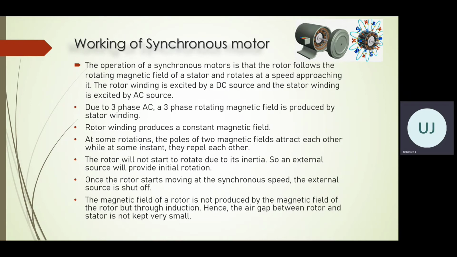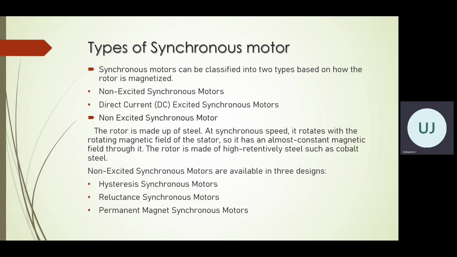Let's see the types of synchronous motor. The synchronous motor can be classified into two different types based on how the rotor is magnetized: non-excited synchronous motor and DC excited synchronous motor. In the non-excited synchronous motor, the rotor is made up of steel. At synchronous speed, it rotates with the rotating magnetic field of the stator, so it has an almost constant magnetic field through it.